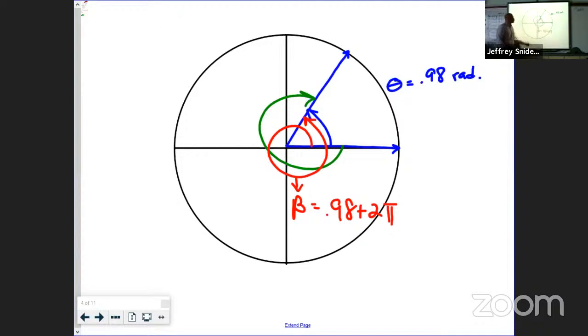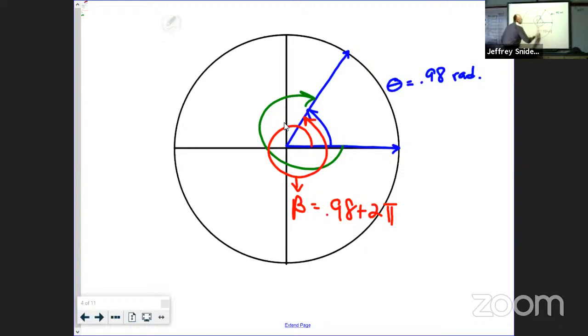Do angle theta and beta have the same coordinates for their terminal side? Yeah, they're going to have the exact same location for the terminal side. They share the terminal side, so it has to be at the exact same ordered pair of coordinates, okay?